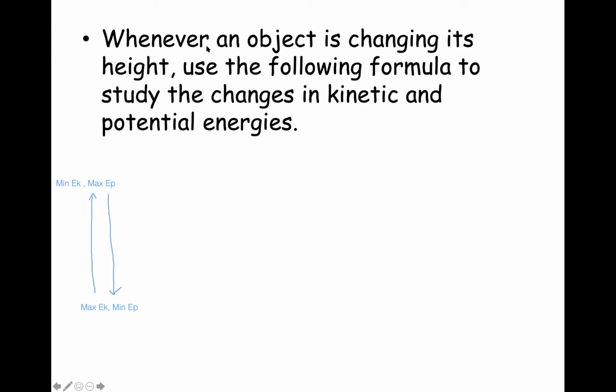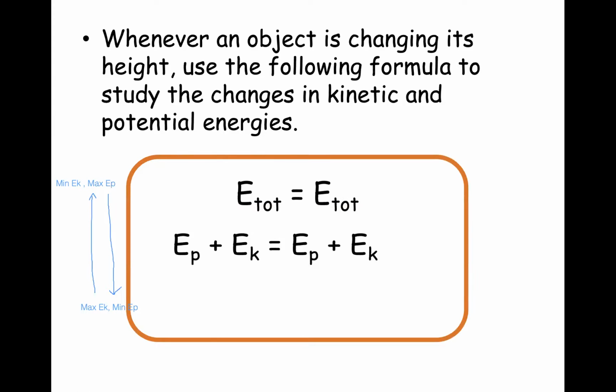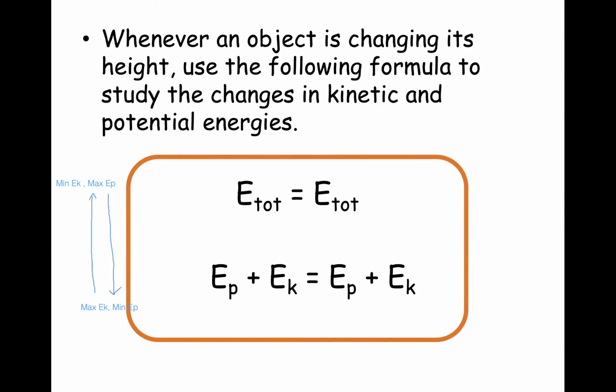So in general, whenever an object is changing its height, you can use this formula to study the changes in kinetic and potential energies. Remember, the amount of energy in a system is going to remain the same. From a couple slides ago, we discussed the formula E total, or mechanical energy, is equal to the potential energy plus the kinetic energy. So if we know the potential energy on one side and the kinetic energy on the other side, we could potentially solve for this potential energy there.